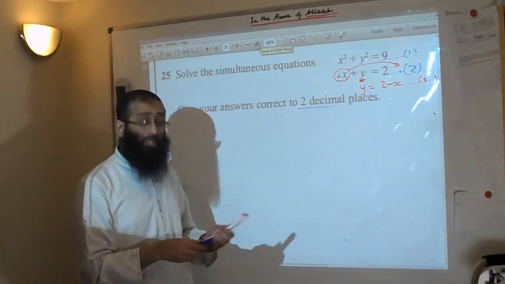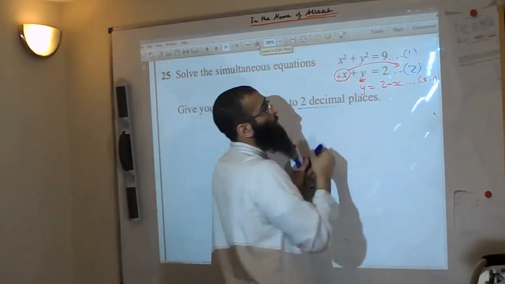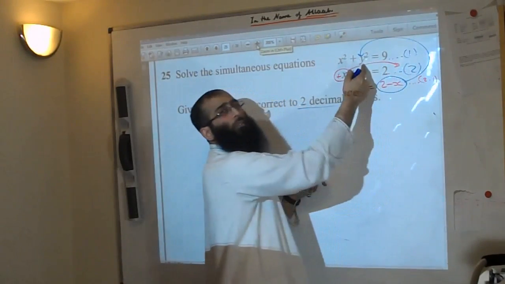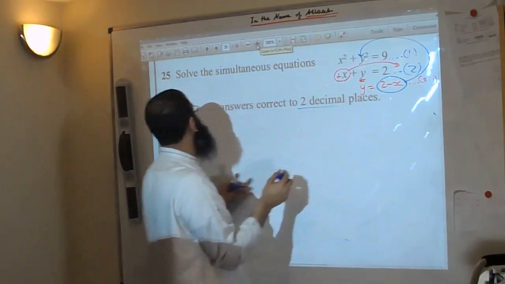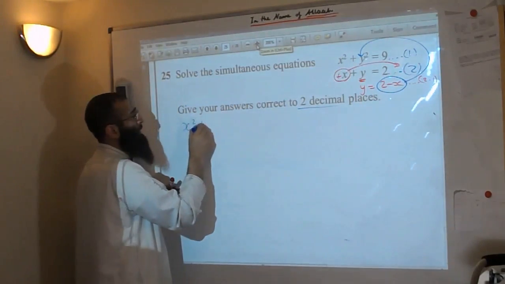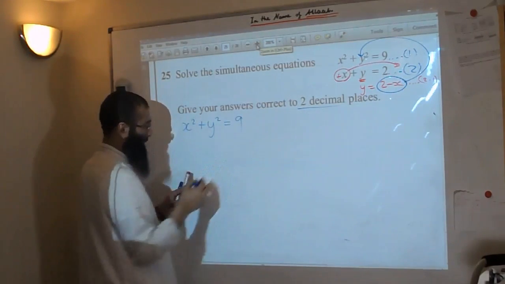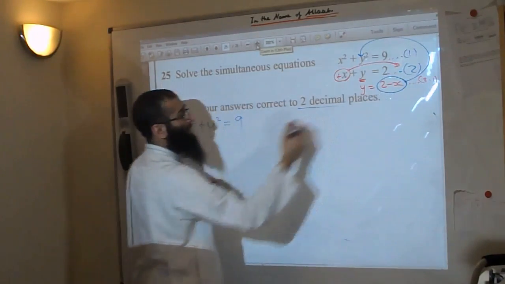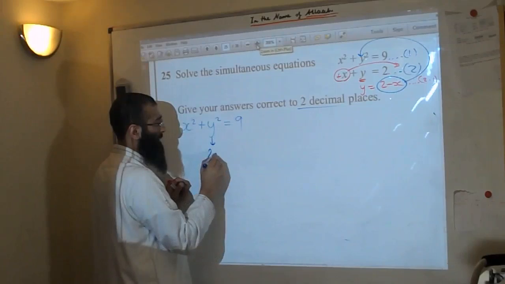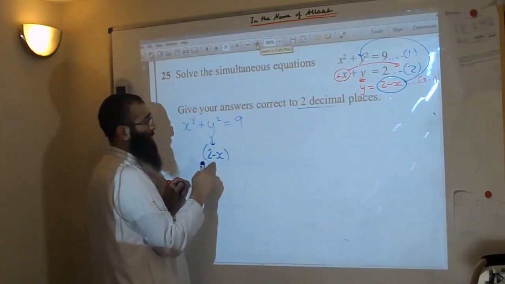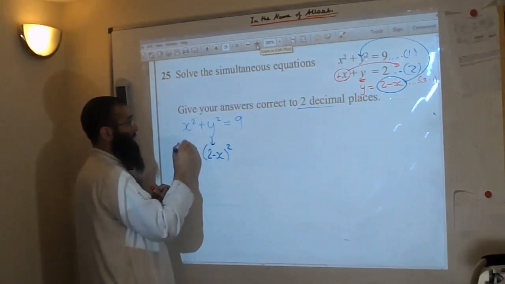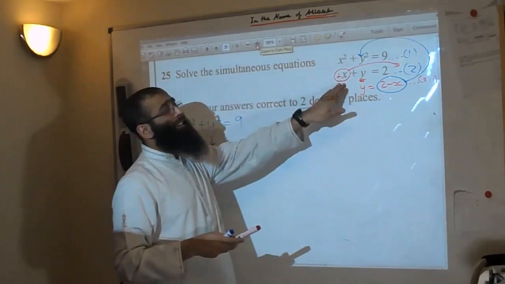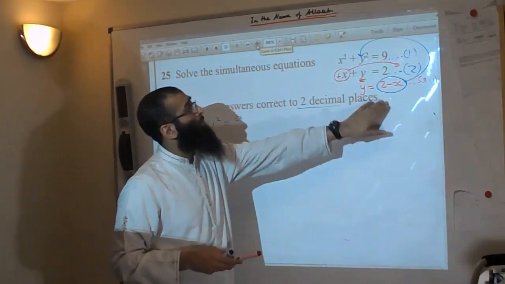Now that we know y is equal to this, we can substitute it into there. We have x squared plus y squared equal to 9, and we just worked out that y is equal to 2 minus x. So y squared means (2 minus x) squared. Copy down the x squared, it hasn't changed. So that's the first step: we rearrange the linear equation, make y the subject, and substitute it for y.